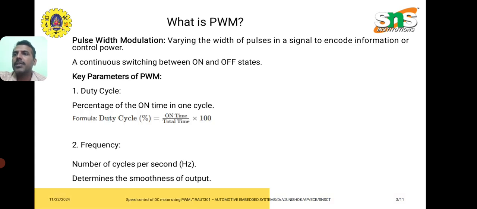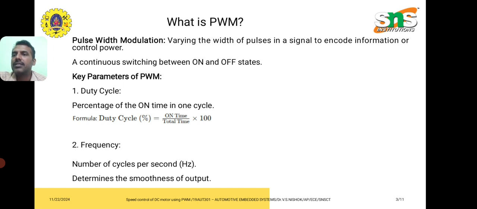So what is PWM? Pulse width modulation is varying the width of pulses in a signal to encode information or control power. So we can simply say it is controlling the power by varying the power input signal given to the particular device. A continuous switching between on and off states takes place through this pulse width modulation.